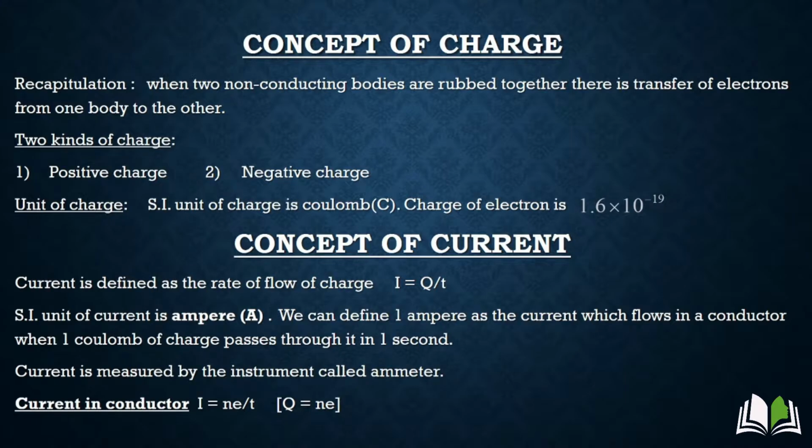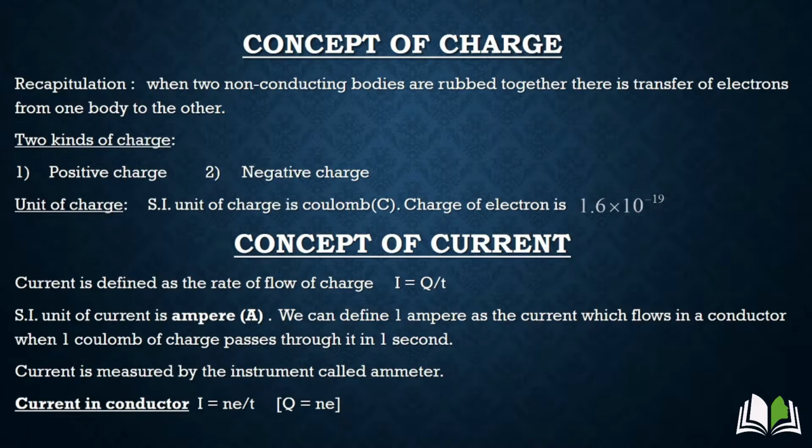Next one is the unit of charge. The SI unit of charge is Coulomb and the symbol is capital C. As I have told you earlier, electricity is nothing but the flow of electrons. So the charge of an electron is 1.6 × 10^-19 Coulomb.